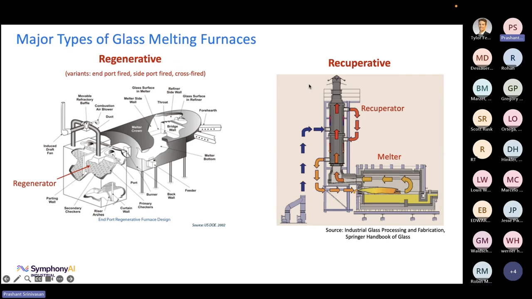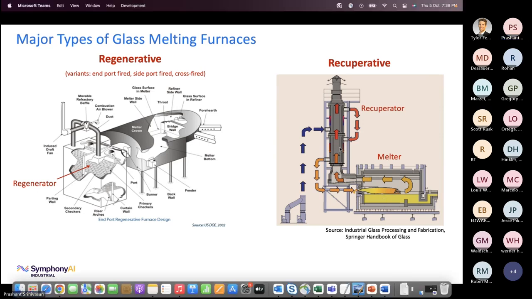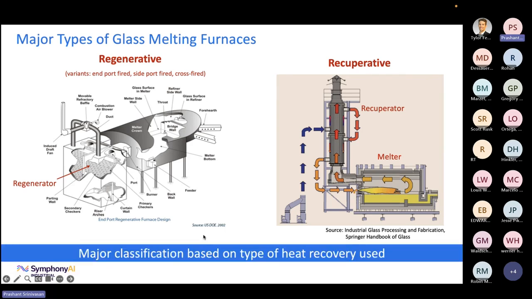The other type is recuperative, and the difference here is that you have a dedicated heat exchanger called a recuperator for exchanging the heat between the cool inlet gas and the exhaust gases. The main difference here is that you don't have a mixing of the inlet and exhaust gases. So this is used in very niche applications where you don't want to contaminate the inlet air and the glass, right? And these are used for smaller scale furnaces and not as common as regenerative. So yeah, this is one type of classification.